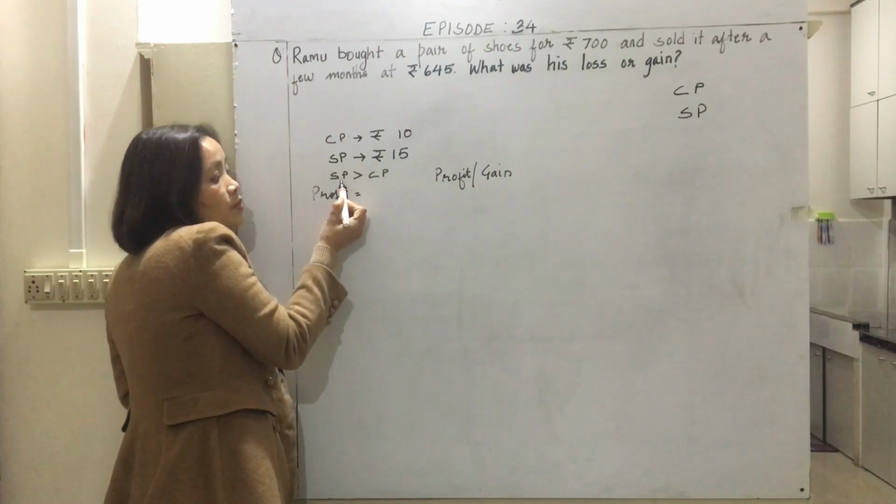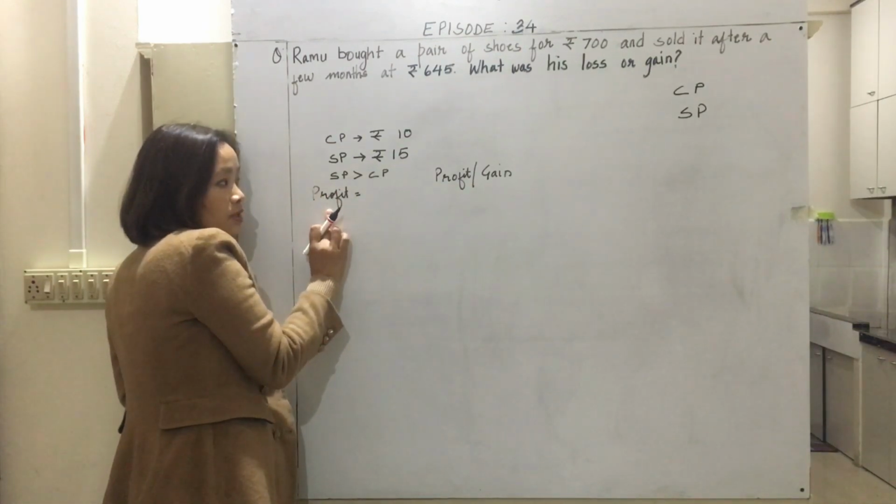When SP is bigger than CP, we get a profit, right?